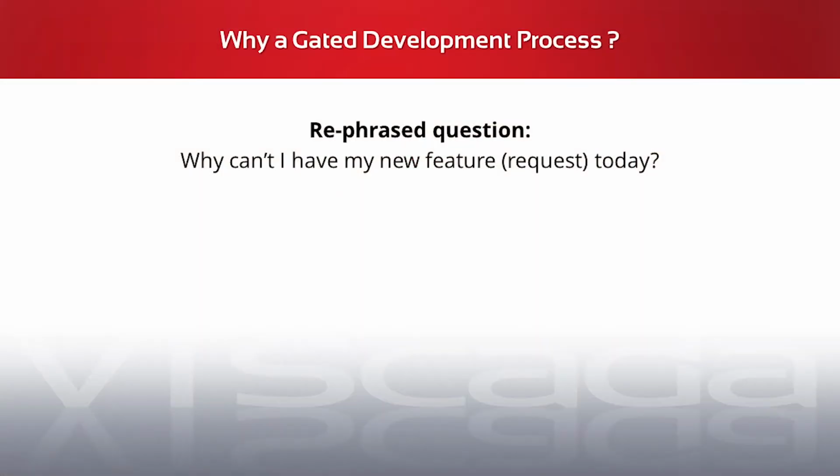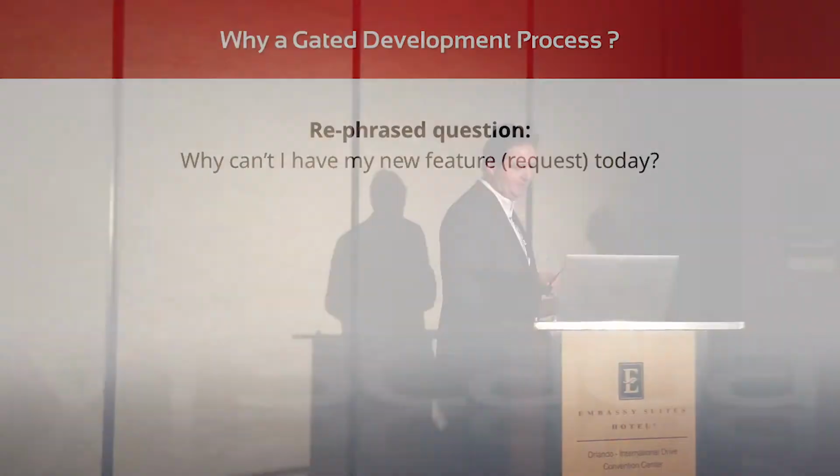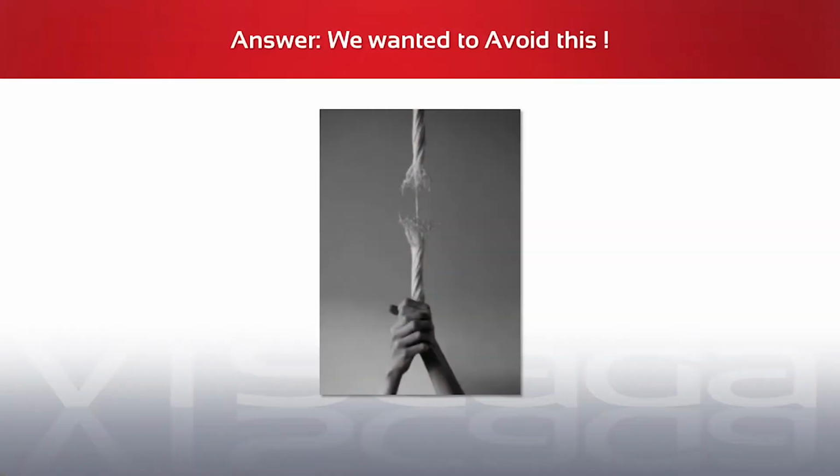This one I can go through pretty quickly. And it comes up often among our existing users. Why can't I have my feature that I just requested today? What's taking so long, right? What's this gated development process? Why are you doing that? Yes, we don't want to be hanging by a thread. So is our answer, but it gets more detailed, right?